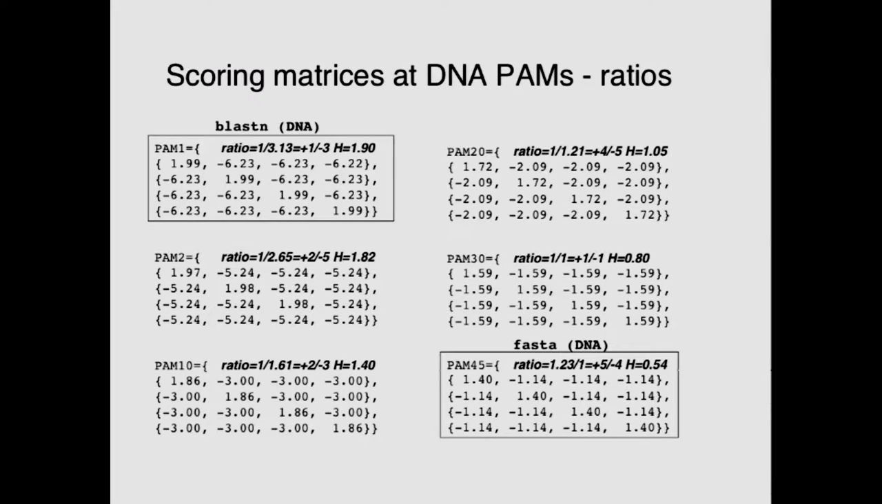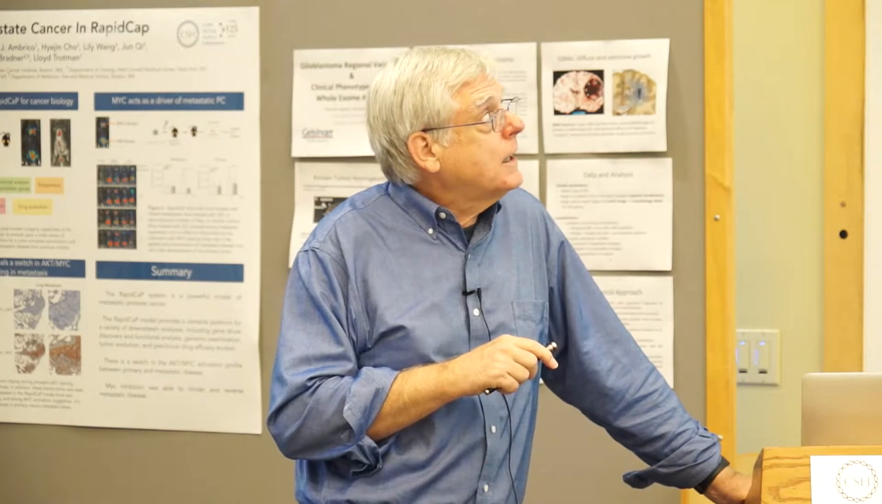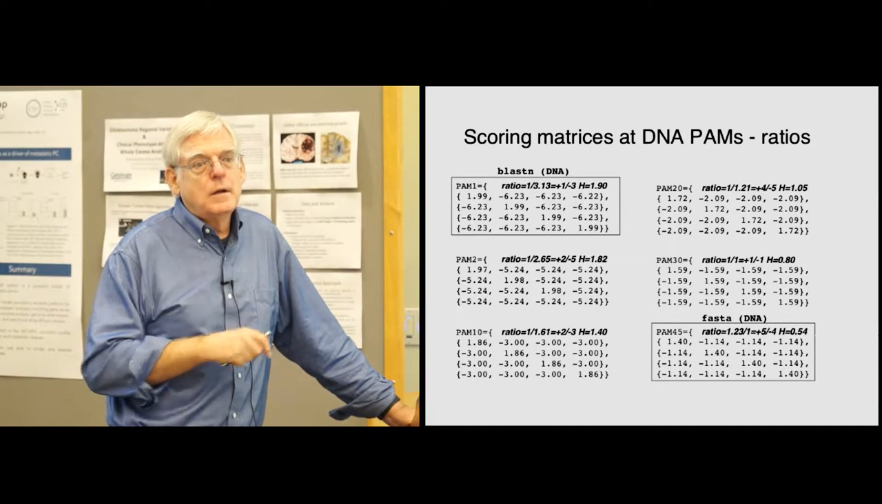If your score is plus 1 minus 2.5, that's PAM 2. If it's plus 1 minus 2, then it's about PAM 10. If it's plus 1 minus 1, which is pretty close to what BLASTN usually uses, it's PAM 30. Okay? And this is, in fact, the modern, so this used to be the BLASTN DNA thing, and today, I think, the match and mismatch penalties that are used for most genome aligners are plus 1 minus 3.